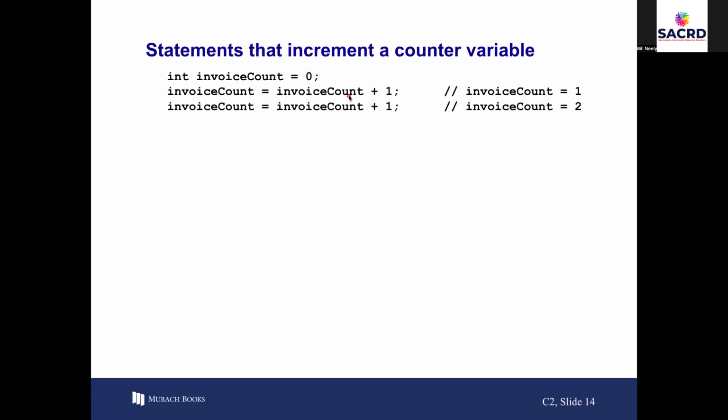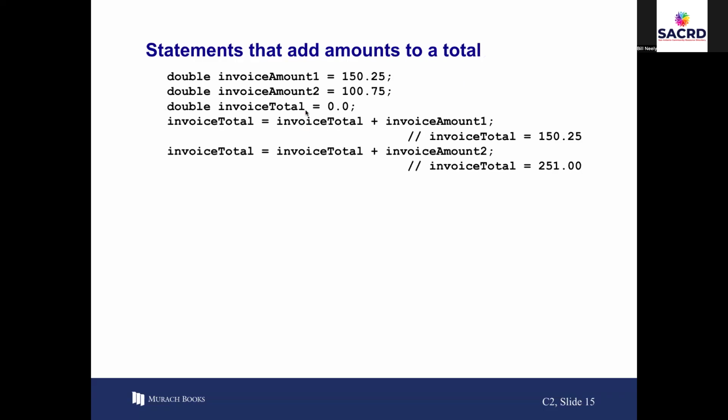The evaluation goes first. So invoice count is 0. We then add 1 to it. And then we take that value, which is now 1, and we assign it to invoice count. The assignment takes place after the evaluation. And so here it goes again. Invoice count would yield 2. So we always do the evaluation on the right before we do the assignment to the variable on the left.